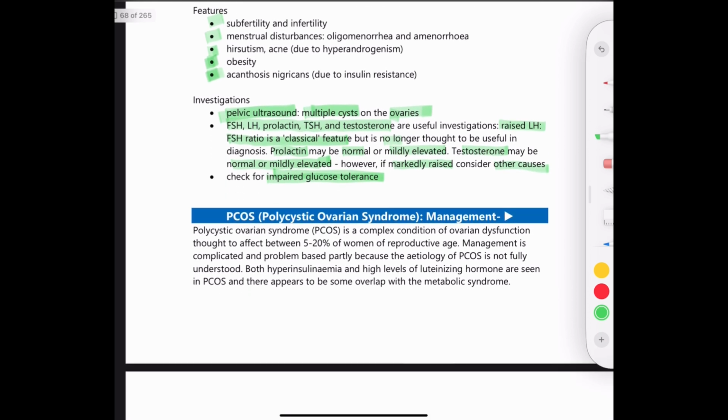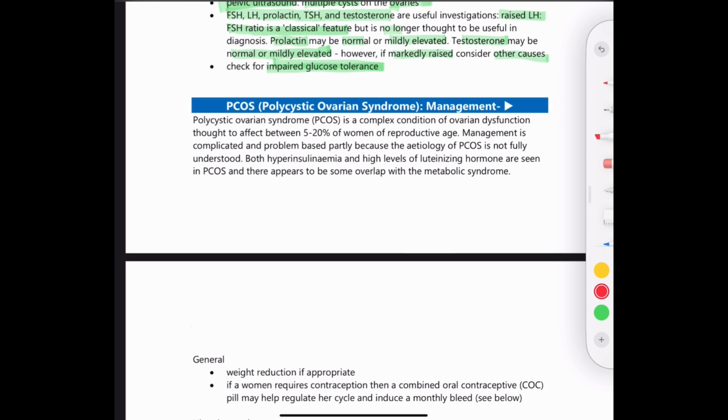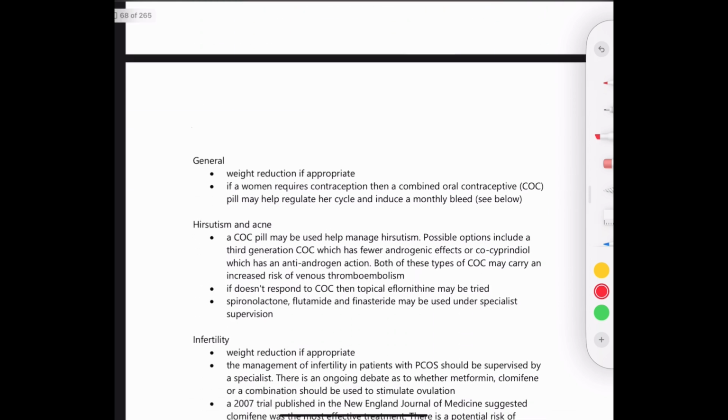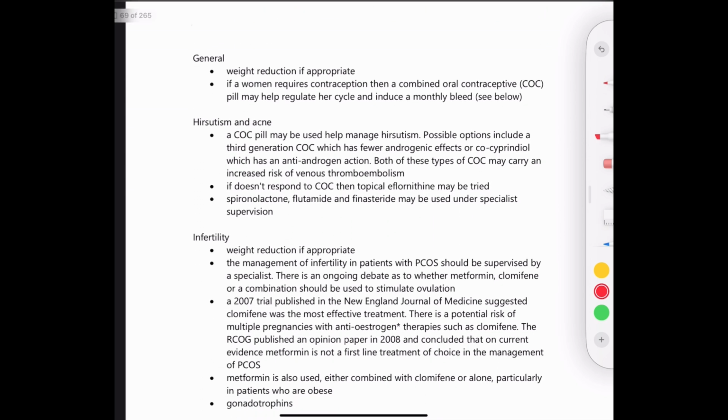Now, we are discussing the management, right? So, what is the management? PCOS is a complex condition of ovarian dysfunction. Revise it with me. And this affects between 5 to 20% of women of reproductive age. Management is complicated and problem based, partly because the etiology of PCOS is not fully understood. So, there is some complication for the management too. Now, both hyperinsulinemia and high levels of luteinizing hormone are seen in PCOS, so there appears to be some overlap with the metabolic syndrome. Now, general management would be weight reduction. It is the most important thing.